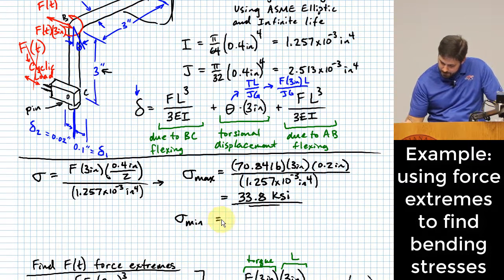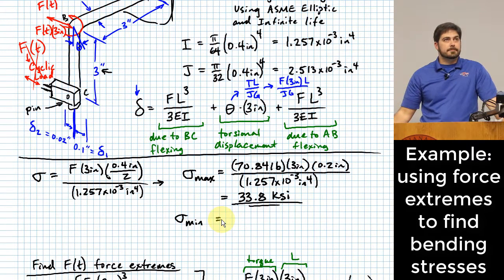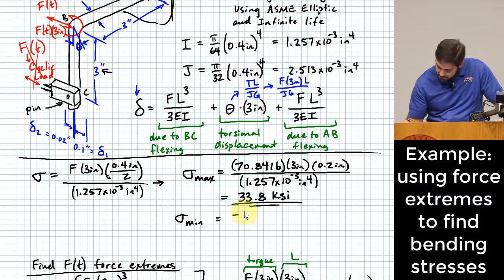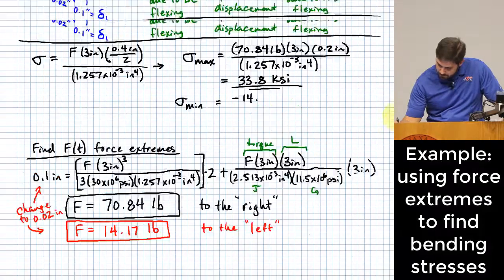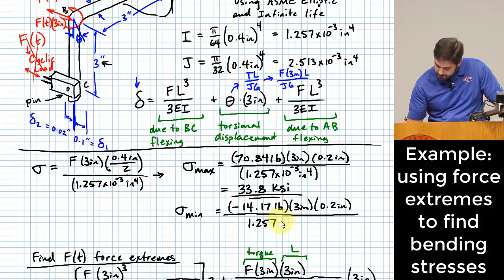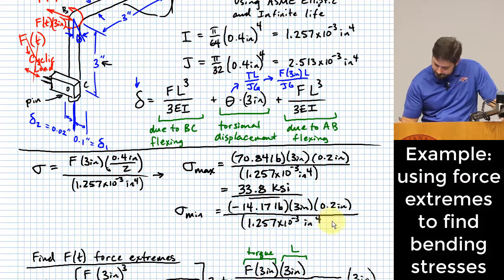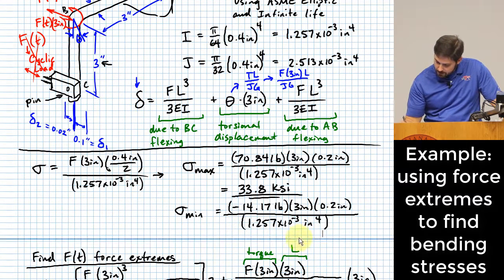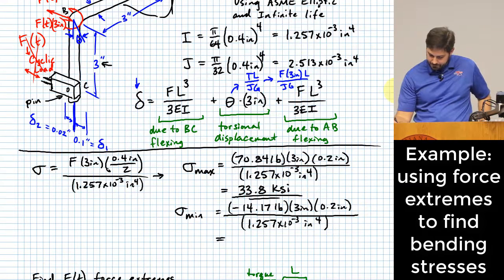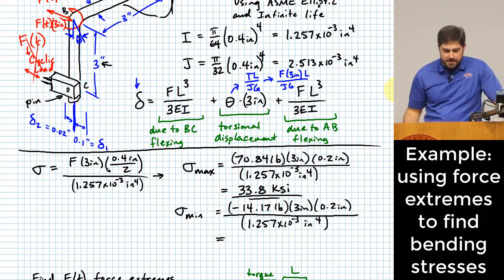What about my minimum normal stress due to flexure? Same thing, but now what I'm going to do is say negative 14.17 pounds times 3 inches times 0.2 inches, all this divided by 1.257 times 10 to the minus third inch to the fourth. And this gives us negative 6.76 KSI.